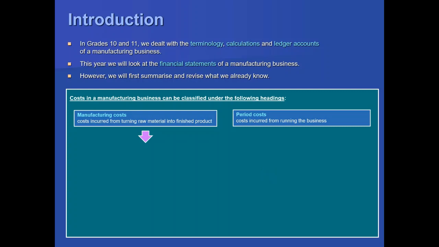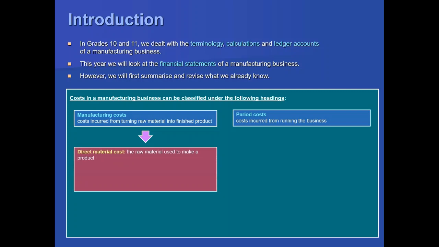So let's delve a bit deeper into manufacturing costs. Our manufacturing costs consist, among other things, of direct material costs. That's the raw material used to make a product. Direct labor costs, the so-called touch labor, the wages that are paid to the factory workers. And then the factory overhead costs. That is all the indirect costs incurred from manufacturing the product, like, for example, the rent of the factory.